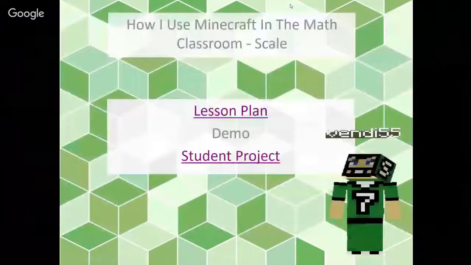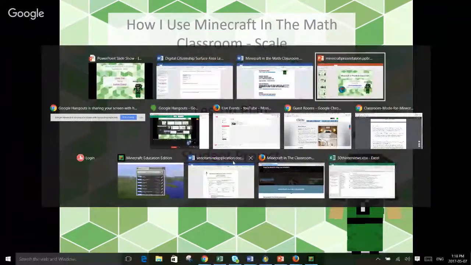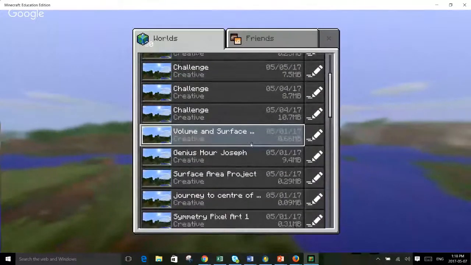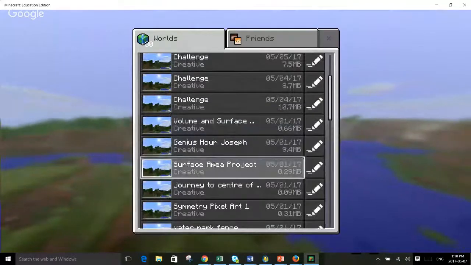So if I go into my world here, we can take a look at these, which are all my students' work. So here's a surface area project right here.